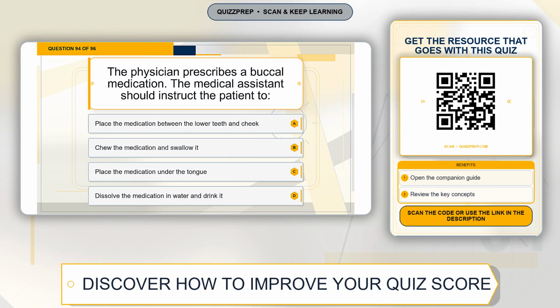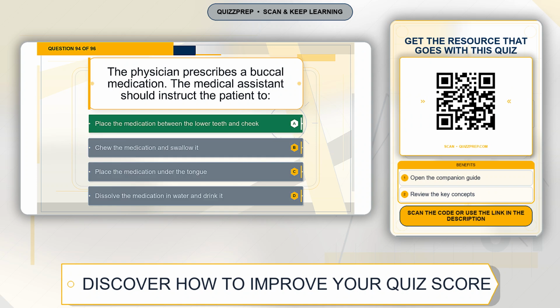Question 94. The physician prescribes a buccal medication. The medical assistant should instruct the patient to: Option A, place the medication between the lower teeth and cheek. Option B, chew the medication and swallow it. Option C, place the medication under the tongue. Option D, dissolve the medication in water and drink it. The correct answer is option A, place the medication between the lower teeth and cheek.